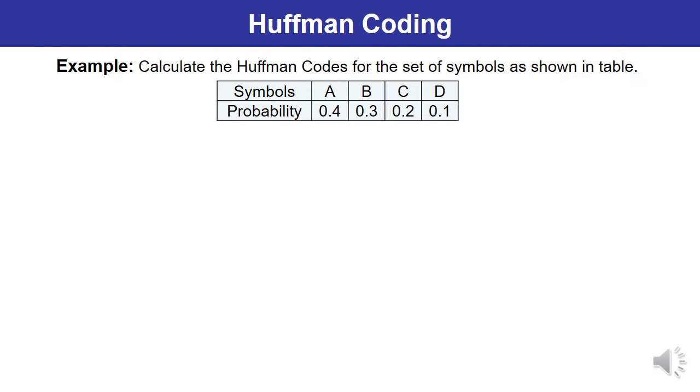Let us discuss this question. Here you have to calculate the Huffman codes for the following set of symbols mentioned in this table. The symbols are A, B, C and D, and their corresponding probabilities are 0.4, 0.3, 0.2 and 0.1. At the very first step, you need to calculate the sum of probabilities. As you have studied in information theory, the sum of all the probabilities must be equal to 1. And here also it comes out to 1. It means the question is correct. Now you can move on.